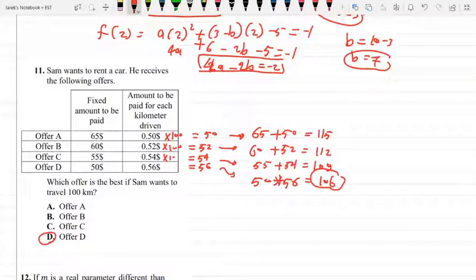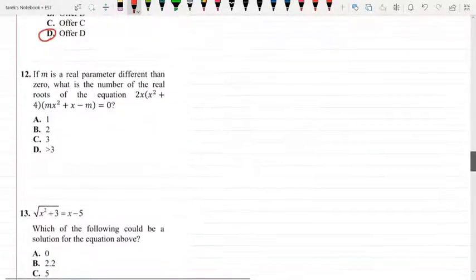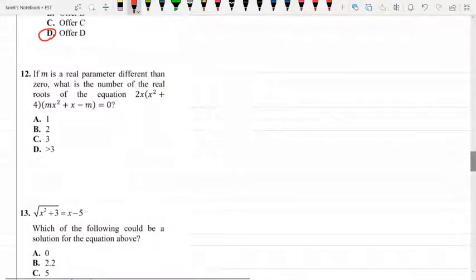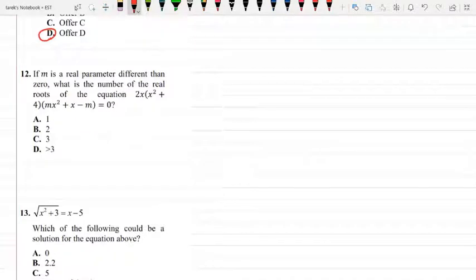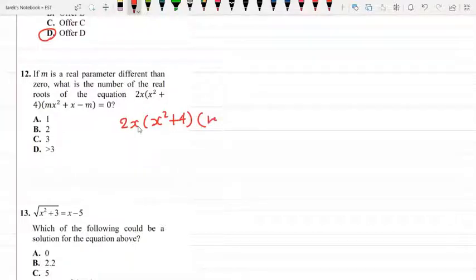Okay. Number 11, this is number 12. If m is a real parameter different than 0, what's the number of real zeros of the equation? Look at this equation. It's 2x times (x squared plus 4) times (mx squared plus x minus m) equals 0. How many zeros? What's the number of real zeros?